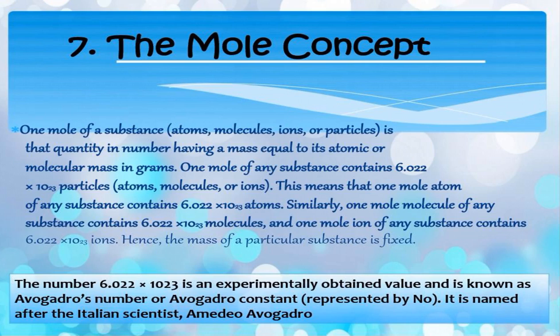Hence, the mass of the particular substance is fixed. The number 6.022 into 10 to the power 23 is an experimentally obtained value and is known as Avogadro number or Avogadro constant, and it is represented by N0. It is named after the Italian scientist Amedeo Avogadro.